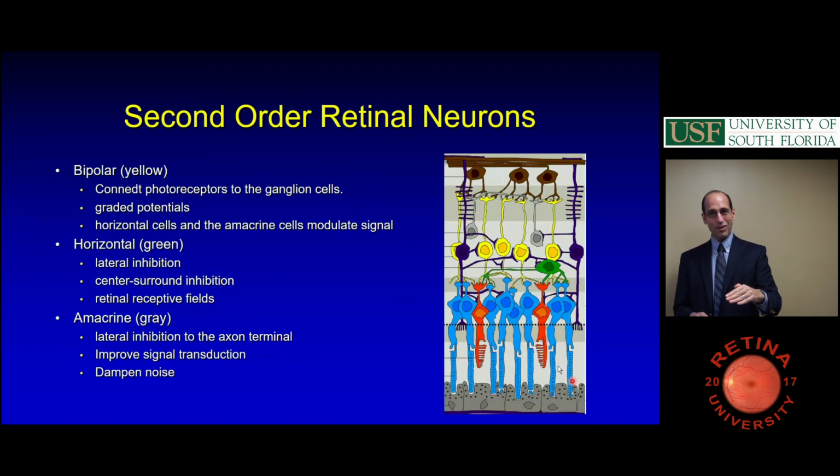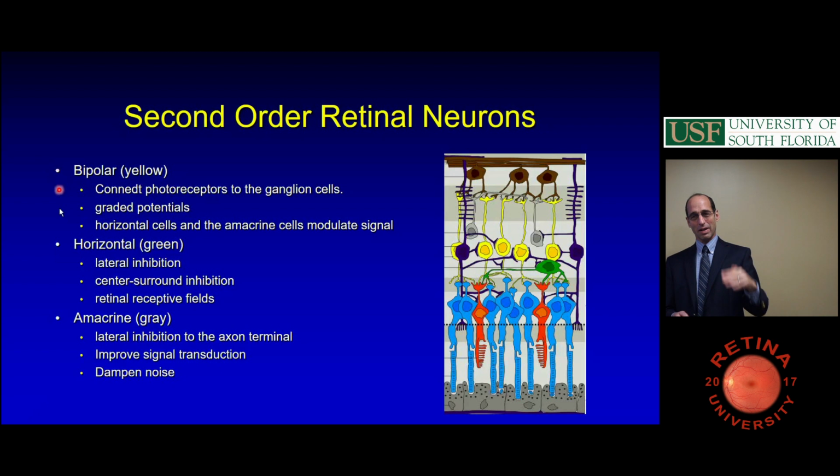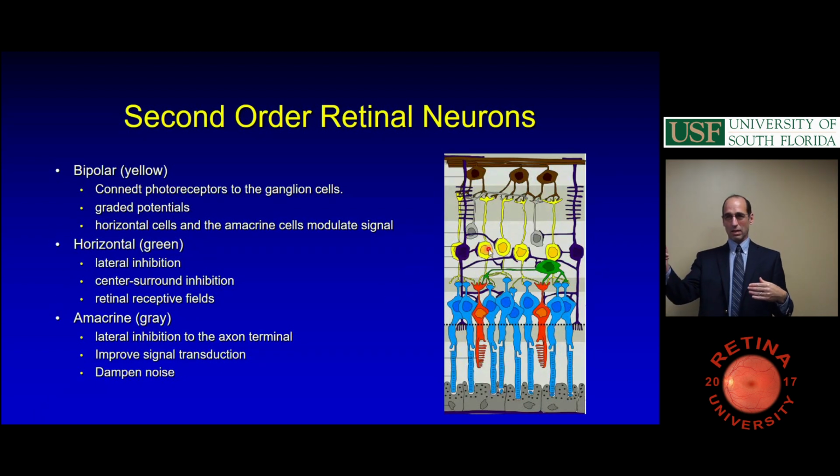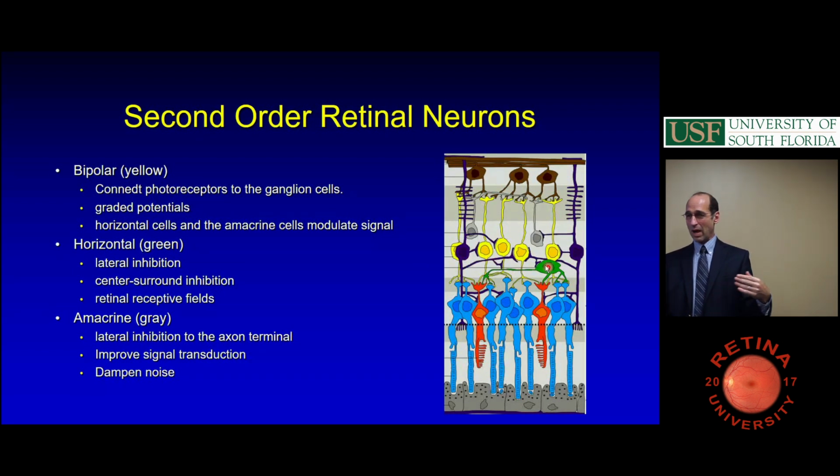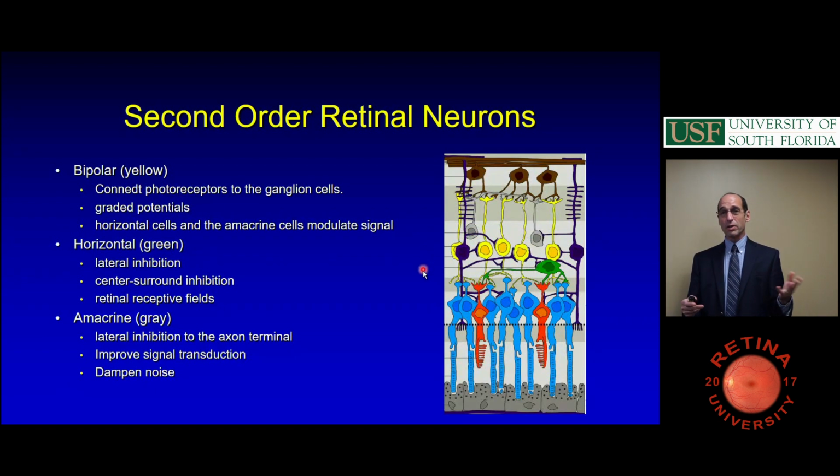All right, so the photoreceptors are your first order neurons. Your second order neurons are the bipolar, horizontal, and amacrine cells. And what they do is they connect the photoreceptors to the ganglion cells. And remember, you have about 125 million photoreceptors and only 1 million ganglion cells. So the retina does a bunch of processing. I always tell people the retina truly is like brain tissue.